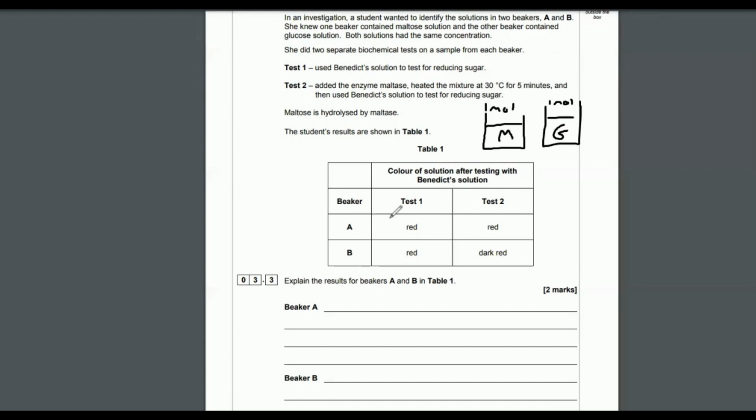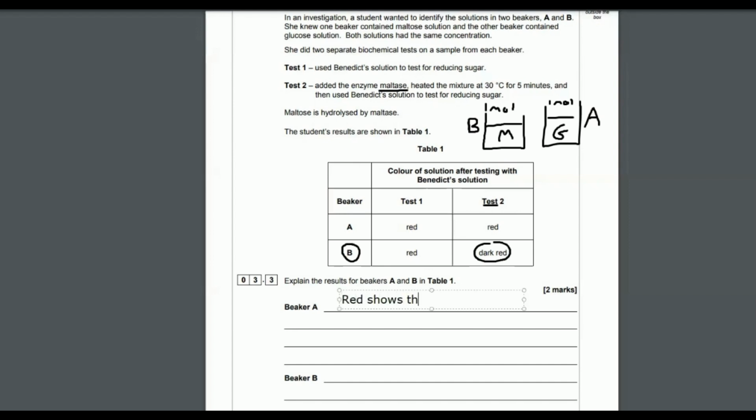Now we can see that beaker A is the one with just the reducing sugar, the glucose, and beaker B contains the maltose. Now what's happened with beaker B? It was red, but then it goes dark red. Why does beaker B go dark red in test 2? Well, we added maltase, and that's an enzyme. So let's find out. Explain the results for beakers A and B in the table.